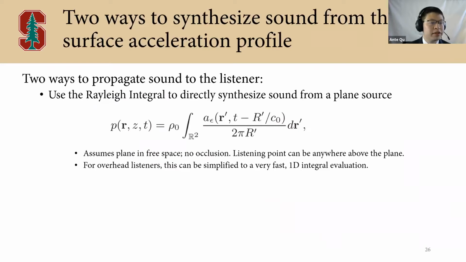So now that we have the surface acceleration, there are actually 2 ways to synthesize the sound. The first method is to use the Rayleigh integral, which directly synthesizes sound from an infinite plane. This method does not account for occlusion or scattering between the ball and the ground. When the listener is overhead, this integral can be simplified into a 1D integral and evaluated very quickly for most scenarios. If it's not overhead, it's a 2D integral that can still be evaluated in a reasonable amount of time.